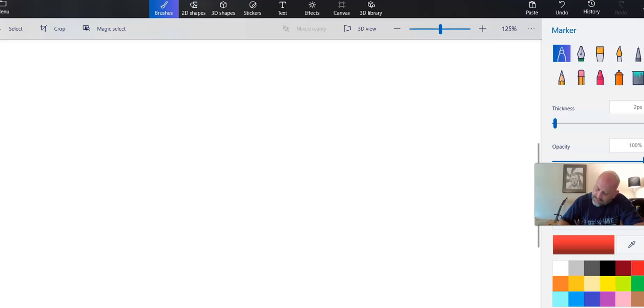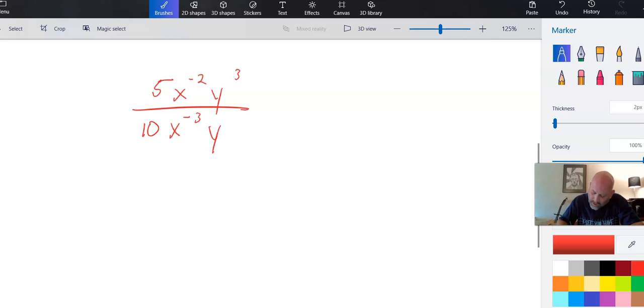So let's say I have 5x to the negative 2, y to the third over 10x to the negative 3, y to the negative 5. Okay, so I have 3 negatives in here. Here's how we deal with them. Basically, what I like to do is I start out by turning all the negatives positive by switching what side of the fraction they're on. So I shuffle everybody around first, and then when everybody has positive exponents, I deal with it like a positive exponent problem. So let's see what that actually looks like.